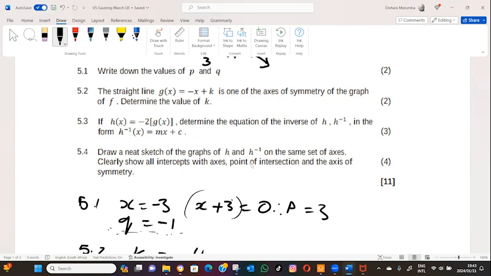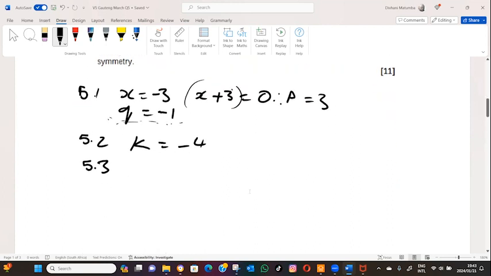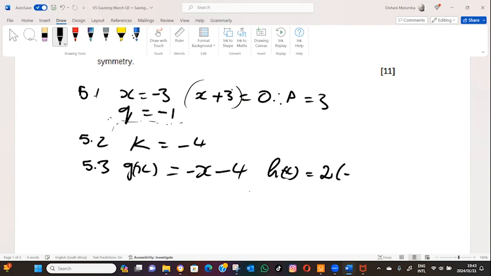So what we know about the new equation is that the value of g of x, as we have solved, is x minus 4. Therefore, h of x will be 2 into minus x minus 4. If you don't see where I'm coming from, please don't hesitate to ask.